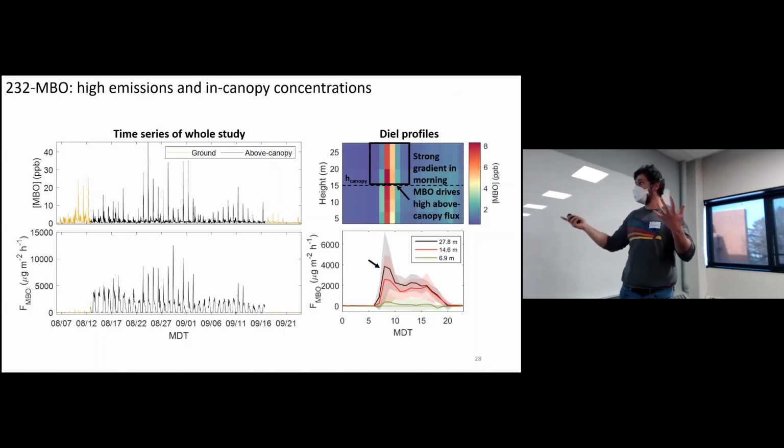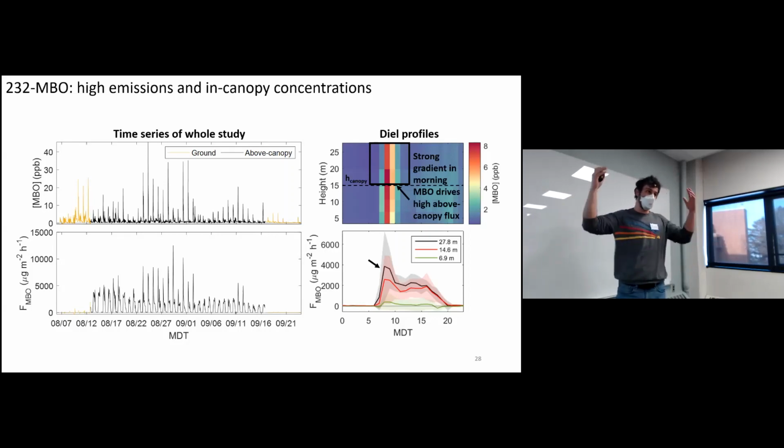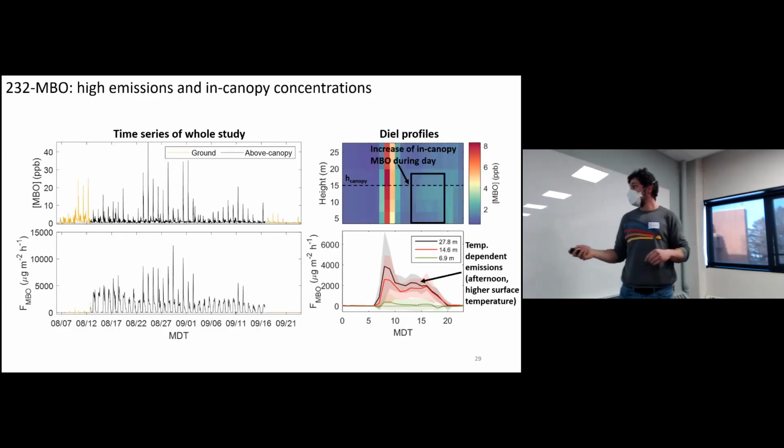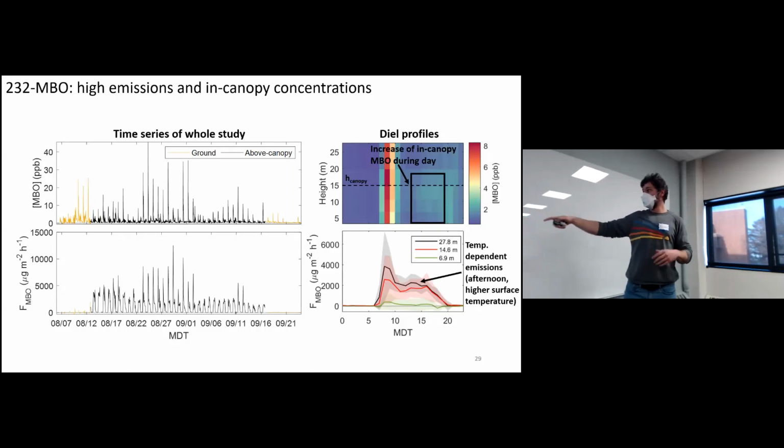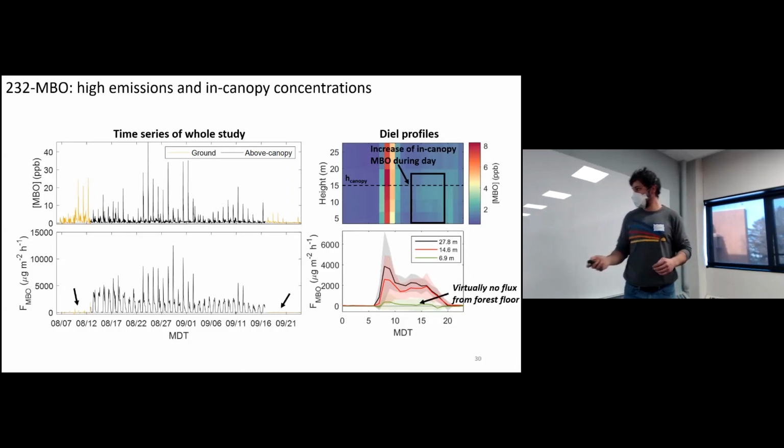What sticks out about this is that we have the strong gradient in the morning, MBO, which also drives a strong flux that we see. So we have a lot building up, but we also have a lot coming out of the canopy. Later in the afternoon, we see emissions occur for MBO, and those correlate with surface temperature. So surface temperature allows these plants to emit these compounds.